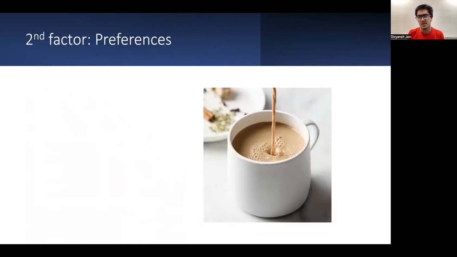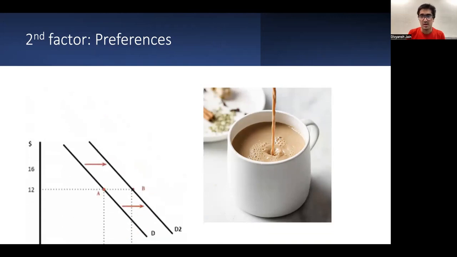Preferences. Let's say a recent study has been conducted showing that drinking coffee will help improve our concentration during work or studies. So there will be more consumers who will be willing to buy coffee. So the demand curve will shift to the right.